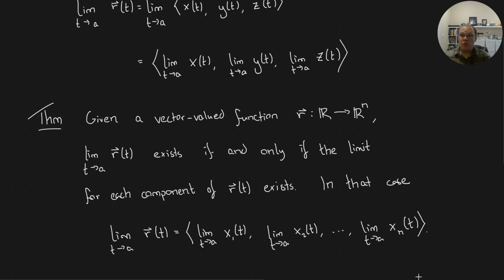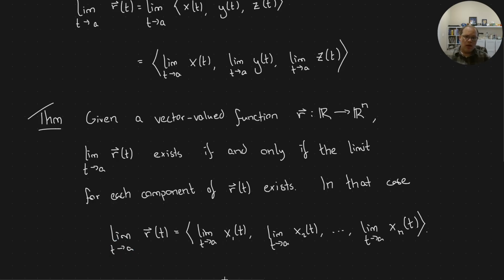Okay, so rather than some big new math, we're just doing the same thing we've always done. We just need to take the limit for each individual component. If any one of those components does not have a limit, then the entire vector valued function doesn't have a limit as t approaches that value.